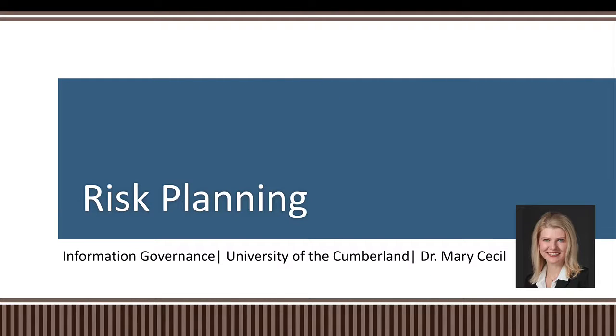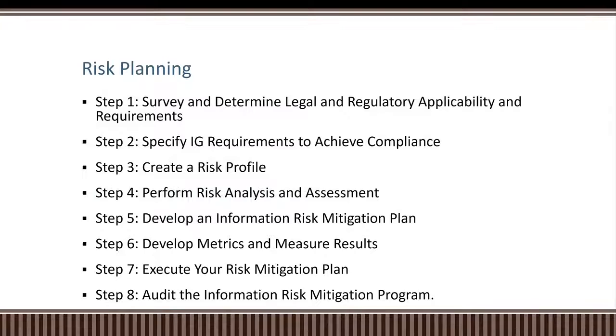Risk planning. There are 8 steps. First, find applicable laws and regulations. Then find information governance requirements. Step 3, build a risk profile. 4, perform a risk assessment. Then 5, develop a plan. 6, determine the metrics. 7, implement your plan. And then 8, audit your program.